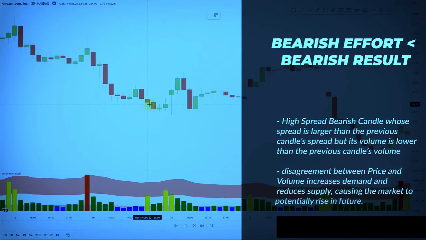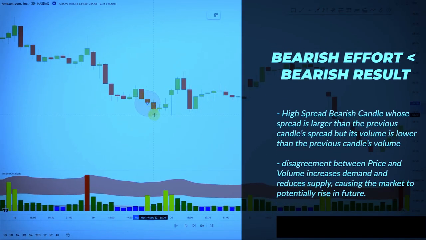Then we have bearish effort lower than the bearish result. This appears as a high spread bearish candle, whose spread is larger than the previous candle's spread, but its volume is lower than the previous candle's volume. An effort, meaning volume, has not been made, but there is a result, the spread. This disagreement between price and volume increases demand and reduces supply, causing the market to potentially rise in the future.